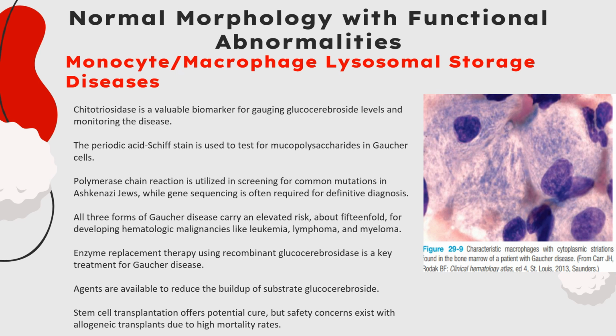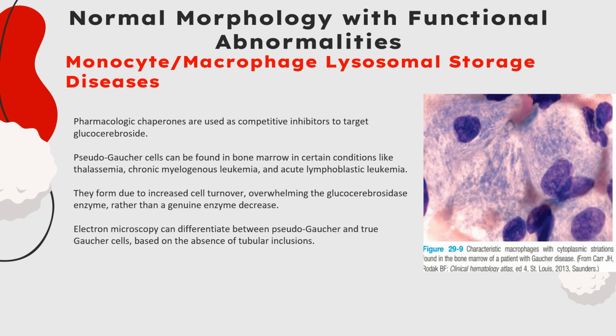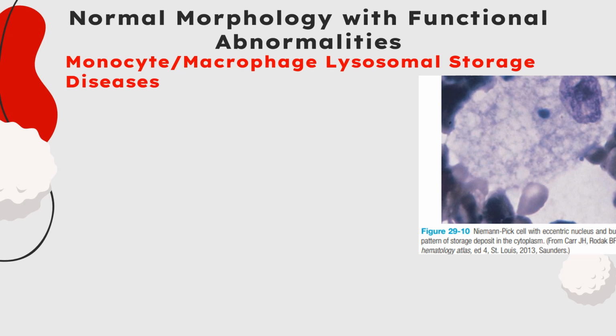All forms of Gaucher disease carry an increased risk for developing hematologic malignancies. Treatments include enzyme replacement therapy and other agents. Pseudo-Gaucher cells can appear in certain conditions, often due to increased cell turnover like thalassemia, chronic myelogenous leukemia, and acute lymphoblastic leukemia. Now, let's delve into Niemann-Pick disease, divided into three types, A, B, and C.